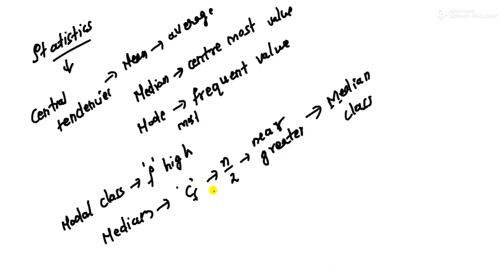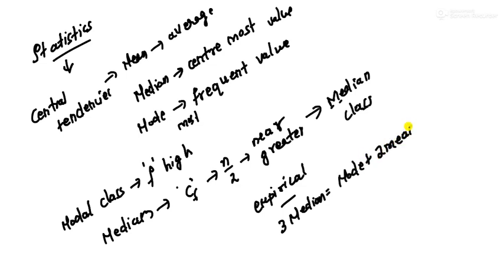And now the most important formula, that is the empirical relation between them, that is the mathematical relation. Which one is that? 3 median is equal to mode plus 2 mean. Okay, mode plus 2 mean, this is the formula.